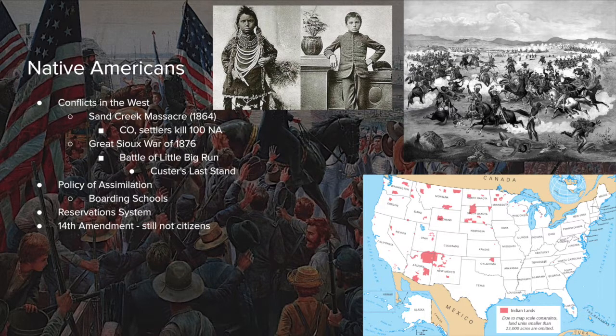We also get the passage of the 14th Amendment, which gives citizenship to African Americans. Now, in that 14th Amendment, they're going to leave out Native Americans, so Native Americans still aren't citizens at this time. They do that so they can still declare war on natives and still take their land, so know that too for the 14th Amendment.